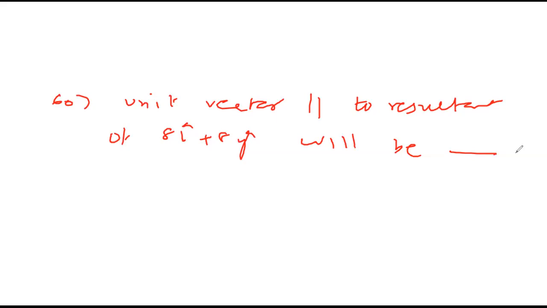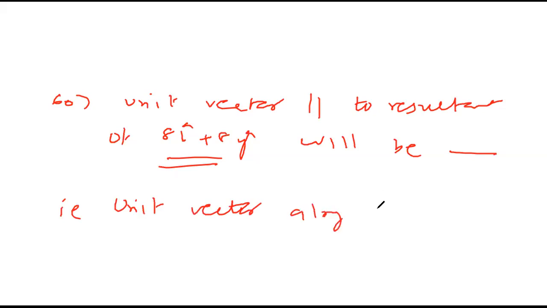Again, invest your one minute. Now say, if any vector is parallel, it means same direction, so it becomes the unit vector along 8i plus 8j. That is the meaning of this.